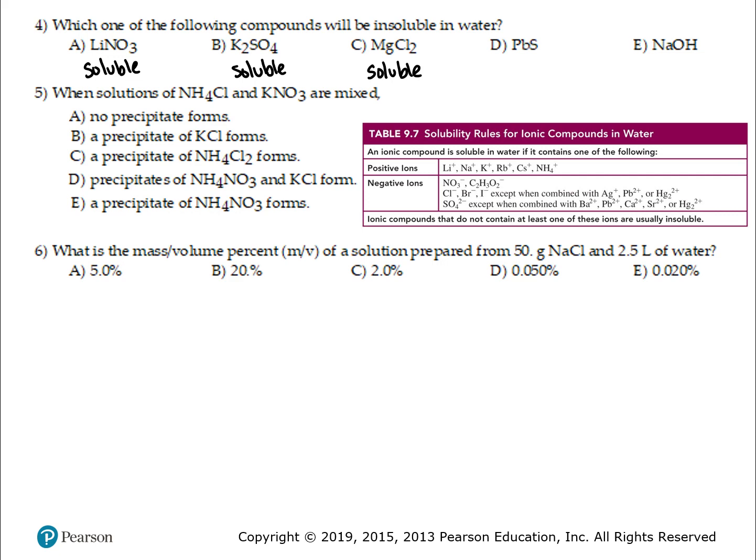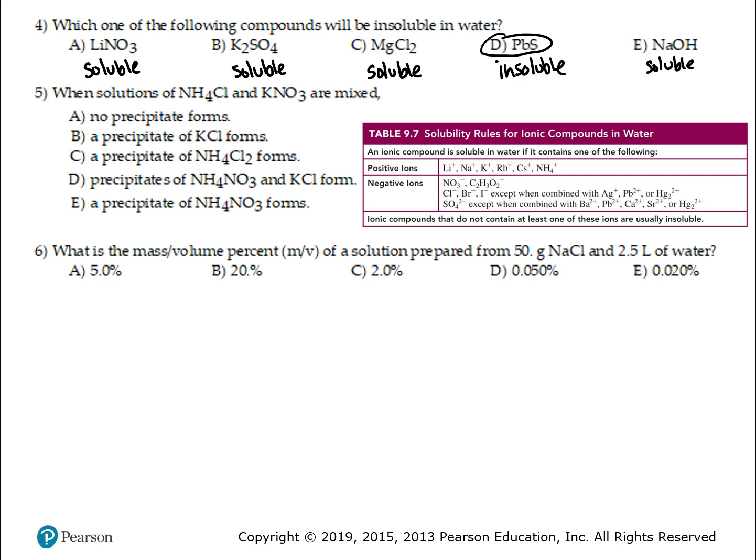Lead 2 sulfide. Any ionic compound that doesn't have at least one of the ions mentioned in this chart is probably going to be insoluble. We don't see sulfides on this chart, so we're going to say that one is very likely insoluble. And just for completion's sake, for E, we've got sodium hydroxide. We see the sodium ion. Most things with sodium are going to be soluble, so that leaves us with D.